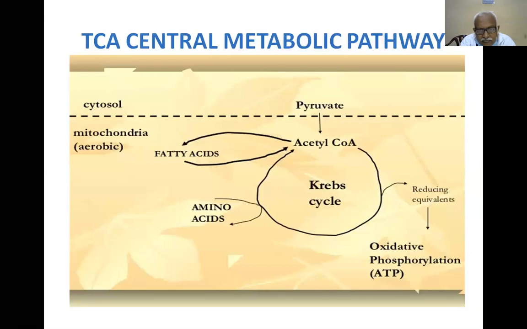Amino acids will enter the Krebs citric acid cycle and get out of it. Fatty acids will enter to give acetyl-CoA, and acetyl-CoA will again get converted into fatty acids. In the cytosol, pyruvate will be there, and in the mitochondria, the aerobic TCA cycle will be taking place. That is the only thing you have to remember.